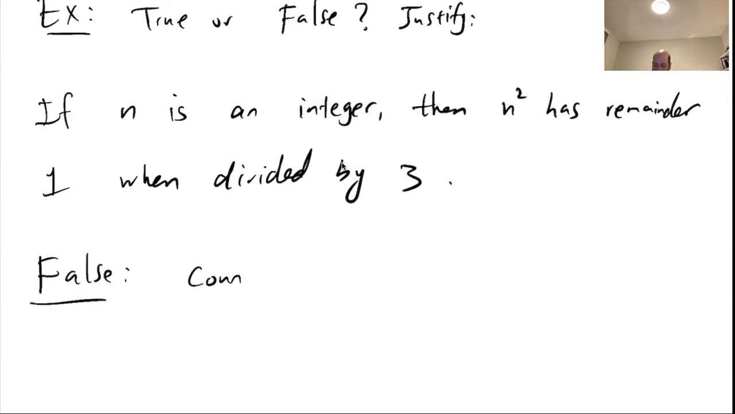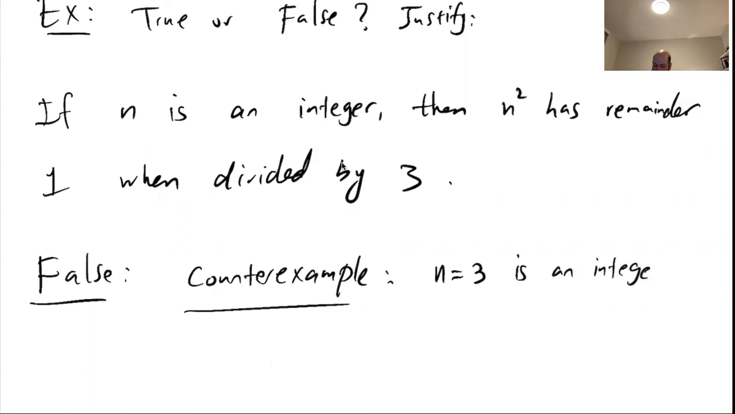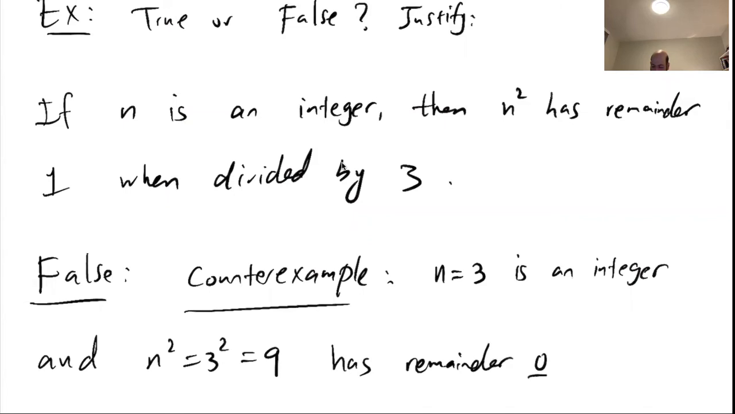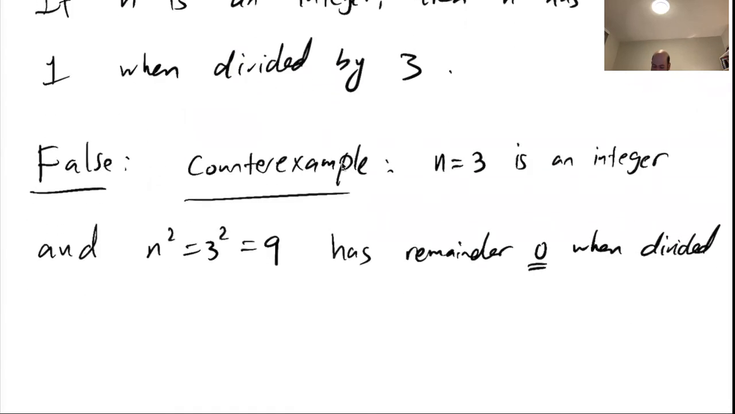And the counterexample is that n equals 3 is an integer, and n squared equals 3 squared equals 9 has remainder 0 when divided by 3. Okay.